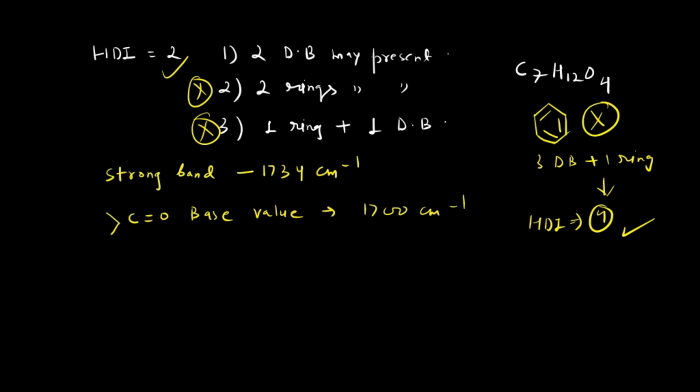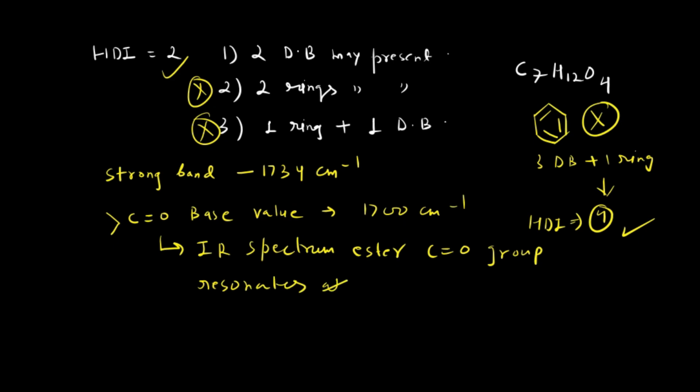For this you can recall this in the IR spectrum. Please remember, in the IR spectrum, the carbonyl functionality of an ester carbonyl group resonates in the range of 1735 to 1750 centimeter inverse, and this is exactly what is given in the question. So that means this is an ester carbonyl group. Ester carbonyl group is present.